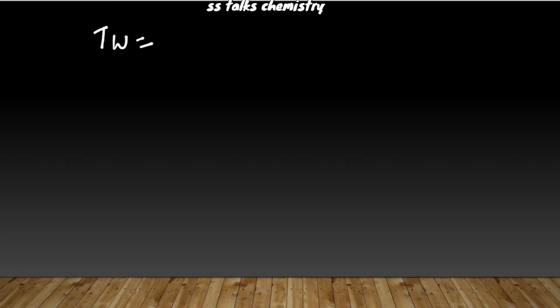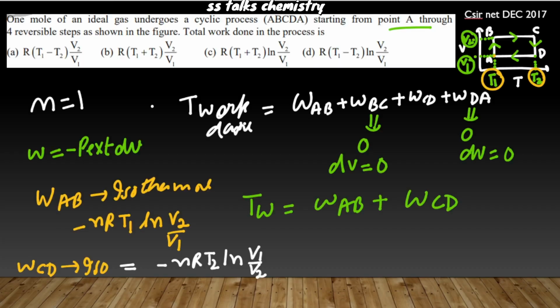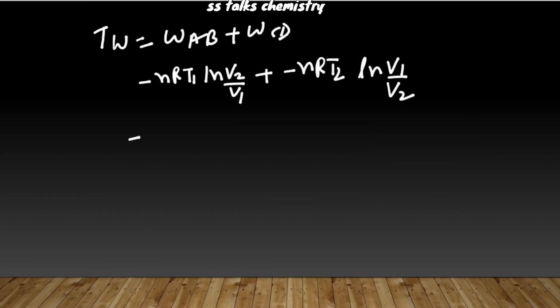Total work done is the work done in going from A to B plus the work done in going from C to D: minus nRT1 ln of V2 upon V1 plus minus nRT2 ln of V1 upon V2. This is the work done we were having, right? From this, I am trying to bring the natural logarithmic expressions into the same form.